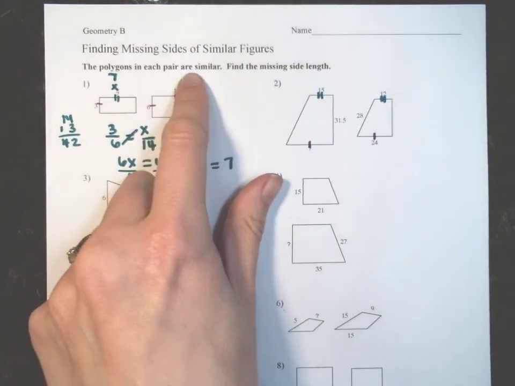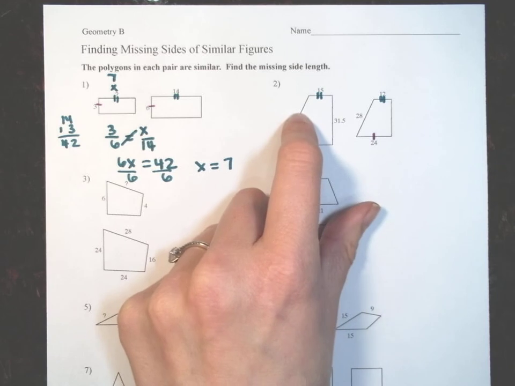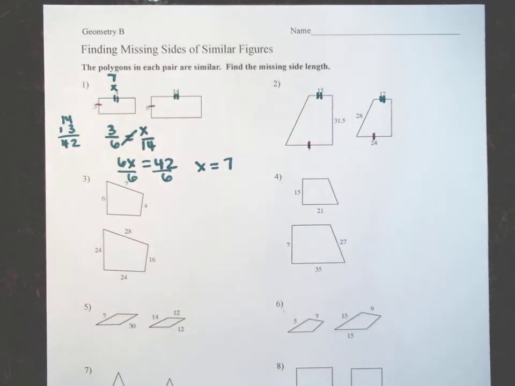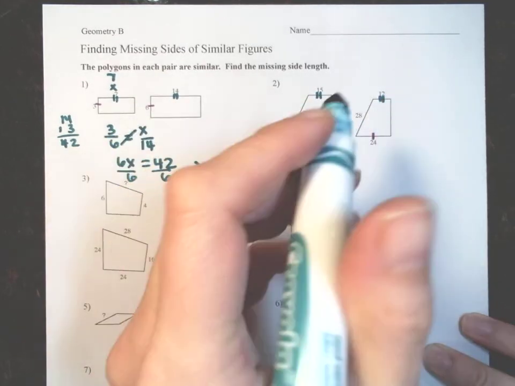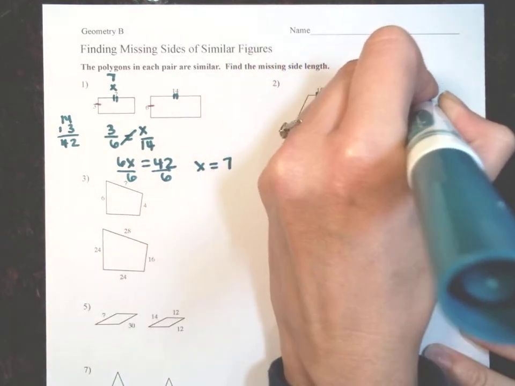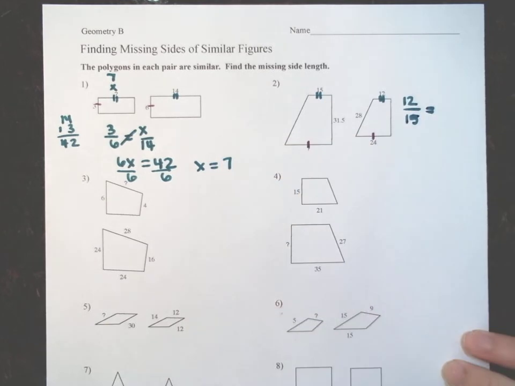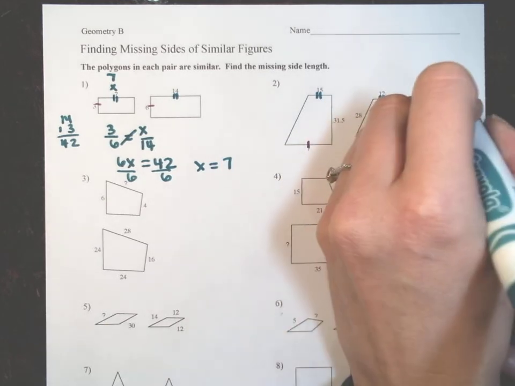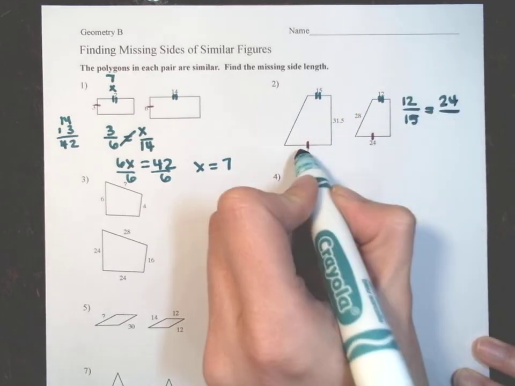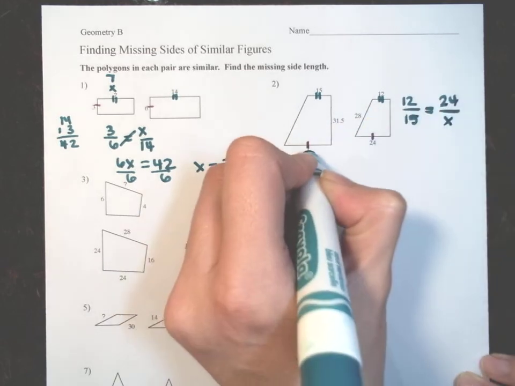So we already know that these are similar figures. So we only need to do 2 of the sides to find the missing side. So then we can set up our proportion. So I always do the smaller one. We'll continue with that. So 12 over 15 equals 24 over x.